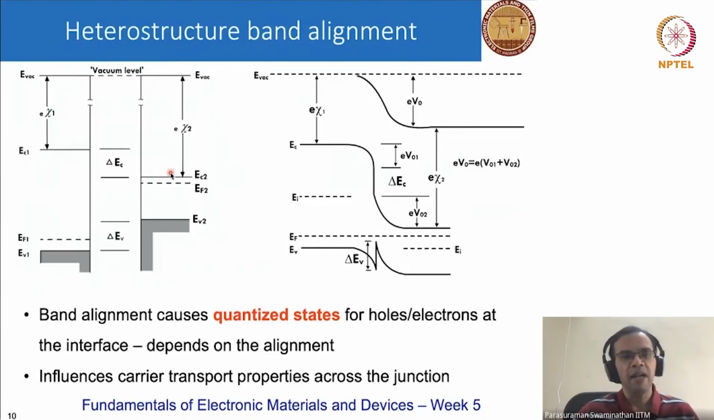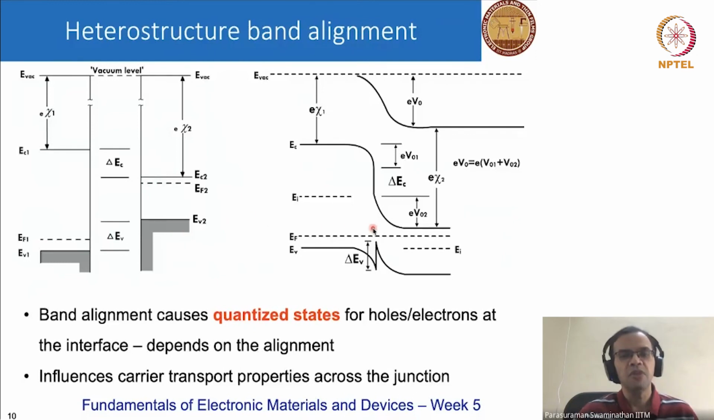Here the band alignment is slightly more complicated because the conduction band and the valence band do not align even when the junction is not formed. Remember, in the case of a homojunction, both EC and EV were the same before the formation of the junction. Here EC and EV are different because they are different materials.